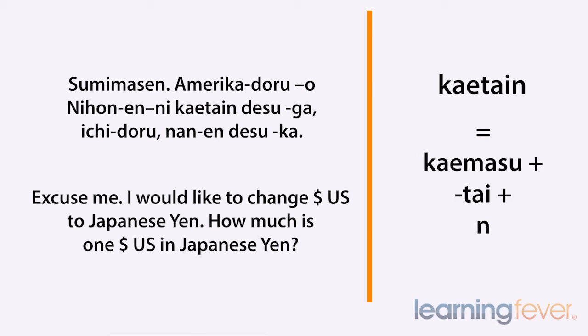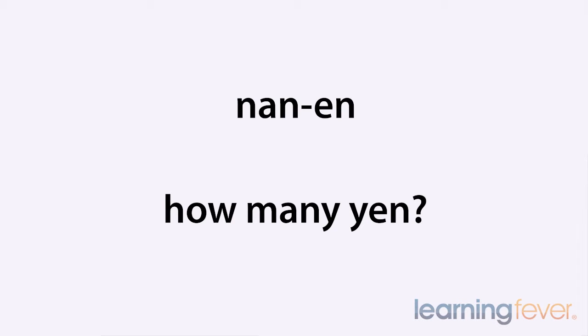変えたいん is a combination of the verb 変えます, the tai form, and softening marker ん. 変えます means to exchange, and the tai form indicates a desire, such as to want or to wish. The softening marker ん is used before words like です to enhance the politeness of the sentence. And finally, 何円 means how many yen.